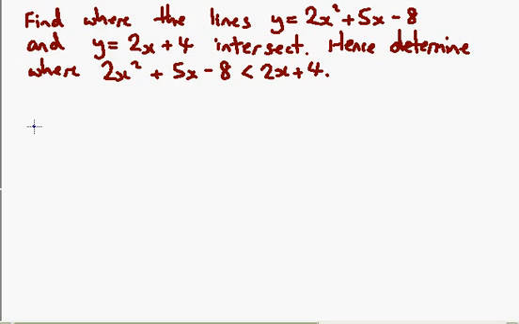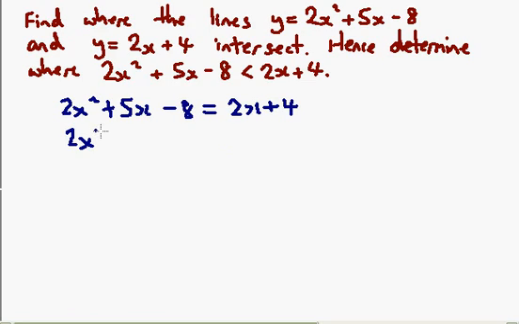Okay, so in this case we've got a y equals for both of them, so we can set them both equal to one another. So I'm going to write 2x squared plus 5x minus 8 is equal to 2x plus 4. Why does this work? Well, I want to know when the two lines are the same, and hence where they intersect. So I can rearrange this, so I can take 2x from both sides and take 4 from both sides, which leaves me 2x squared plus 3x minus 12 is equal to 0.